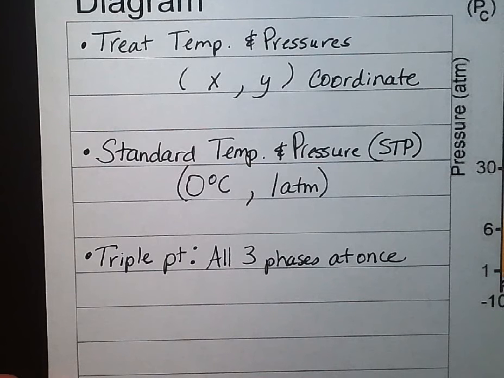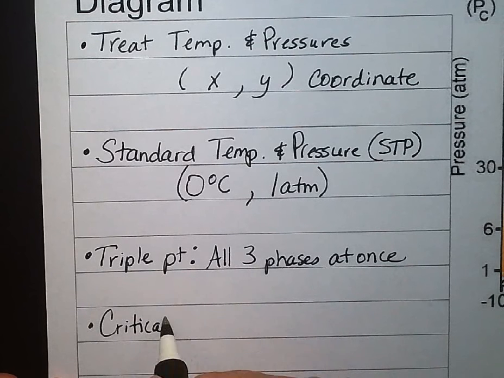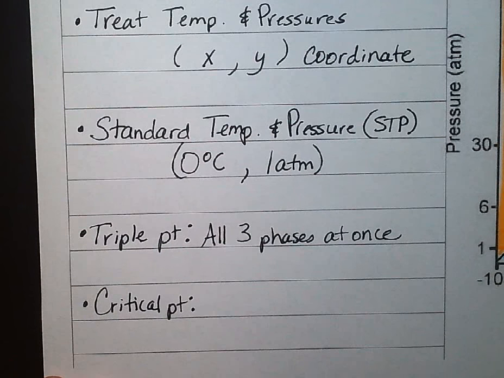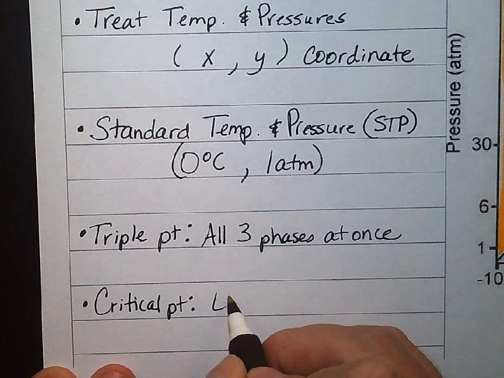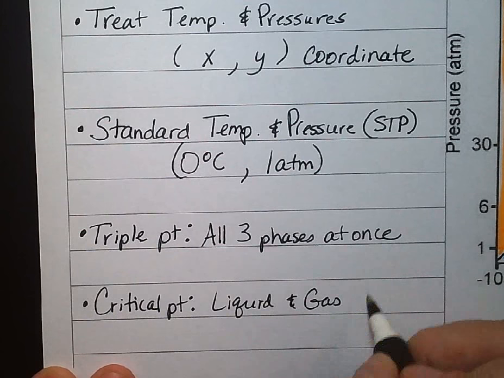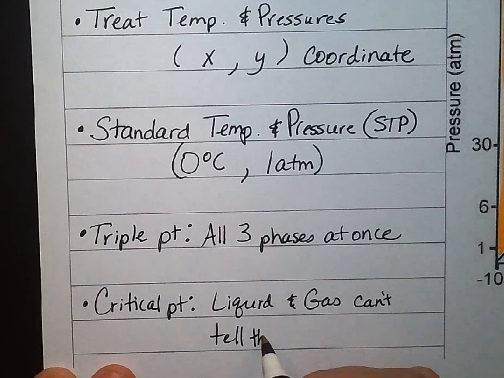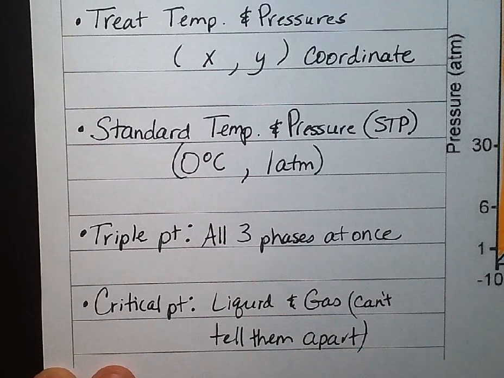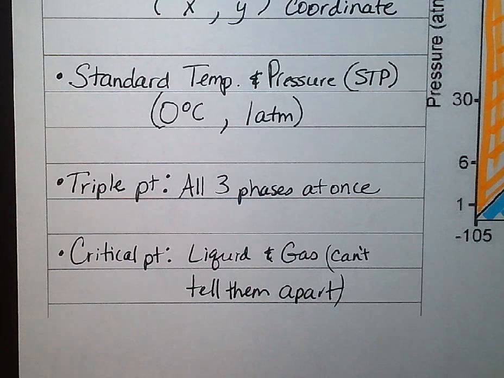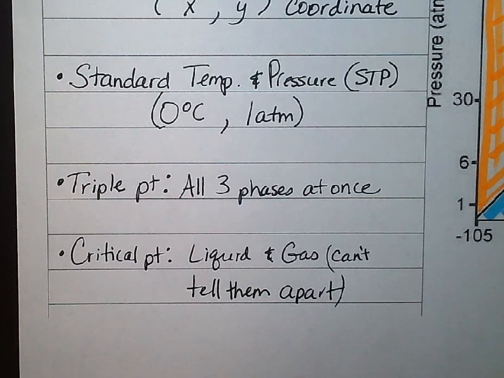And quickly, what did we say about the critical point? Liquid and gas. You can't tell them apart. Now, you could use that big fat word, indistinguishable, and that would be fine too. So that is how we read that.